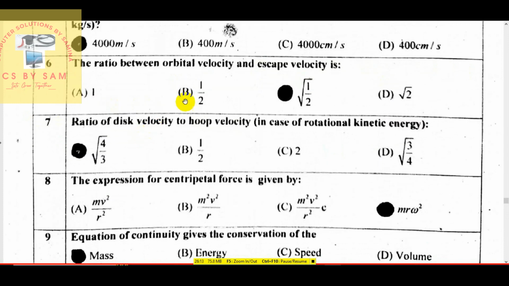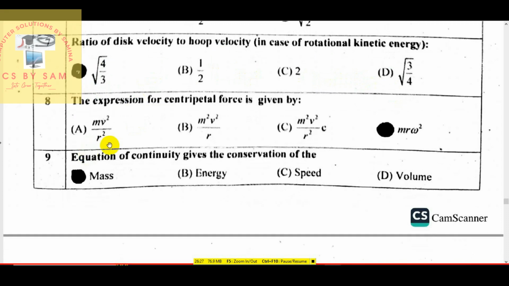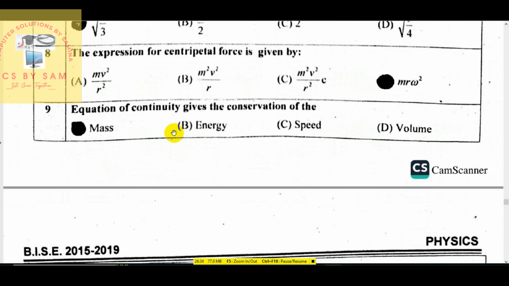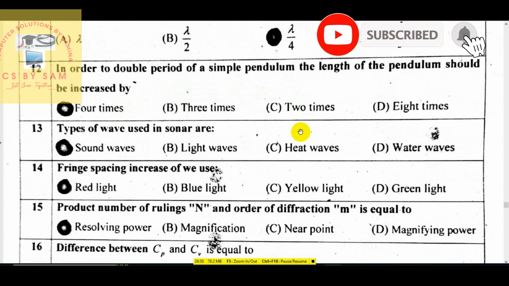The ratio between orbital velocity and escape velocity is under root 1 over 2. Ratio of the disc velocity to hoop velocity in case of rotational kinetic energy will be under root 4 over 3. The expression for centripetal force is given by m r omega square. Equation of continuity gives the conservation of mass. 1 torr is equal to 133.3 Newton per meter square. Distance between adjacent node and antinode is lambda over 4.